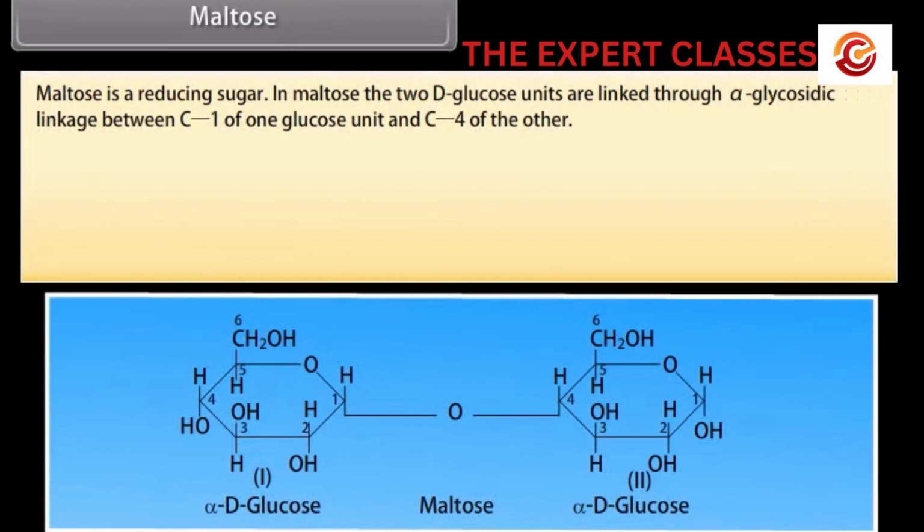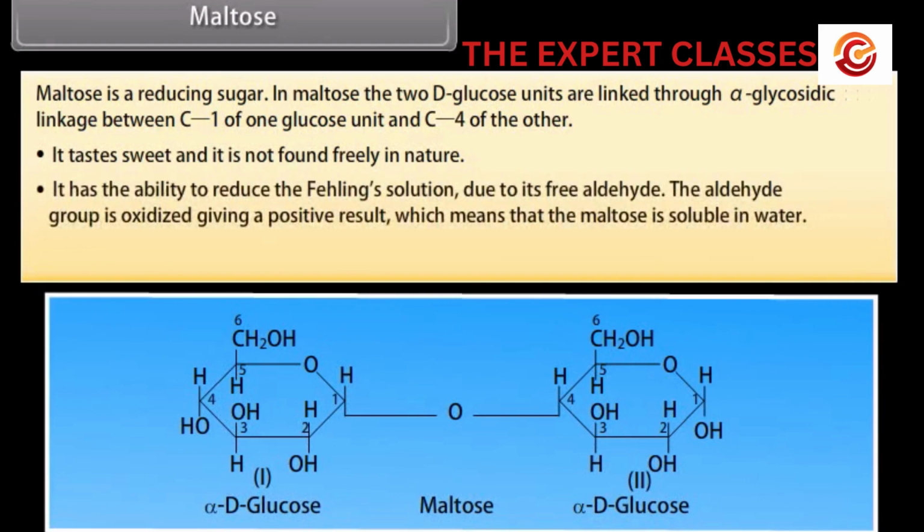In maltose, the two D-glucose units are linked through alpha-glycosidic linkage between C1 of one glucose unit and C4 of the other. It tastes sweet and it is not found freely in nature. It has the ability to reduce Fehling solution due to its free aldehyde. The aldehyde group is oxidized, giving a positive result. Maltose is soluble in water. In aqueous solution, it exhibits mutarotation.